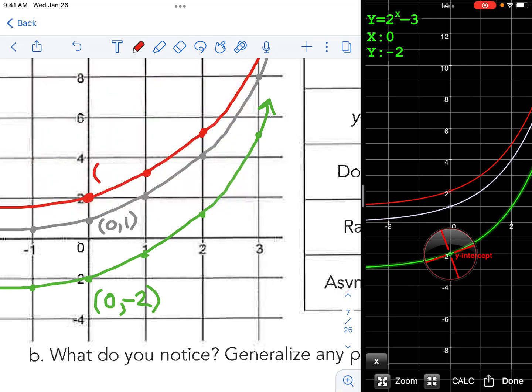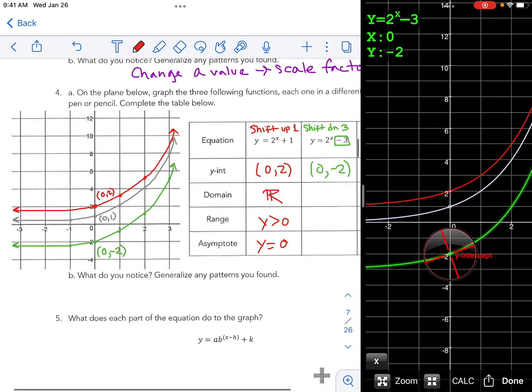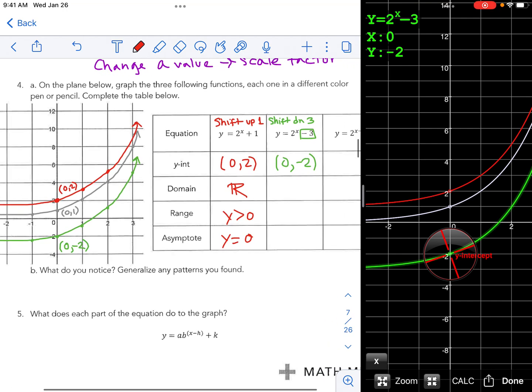Maybe I should label these. And then this was the shift up 1, so this is 0, 2. So now I shifted it down. When I shift it down, we have to remember that everything is sliding down, including that asymptote. So that asymptote now slid down 3 as well. That asymptote is now at y equals -3, which means I'm using all of the y values that are greater than -3. From left to right, though, my domain, I'm still using all the numbers.